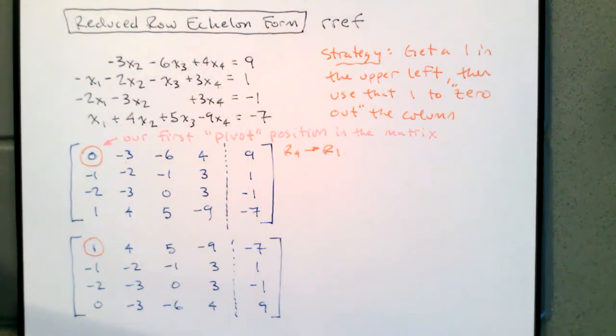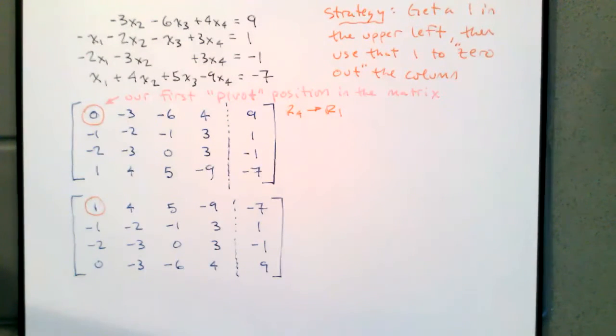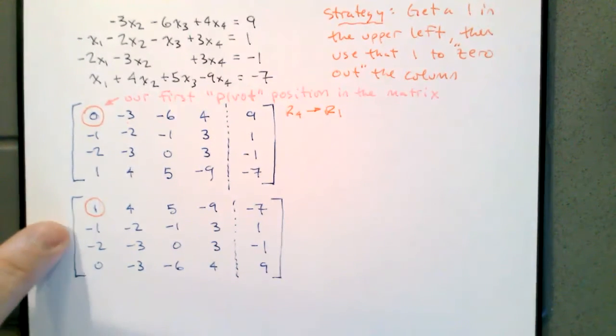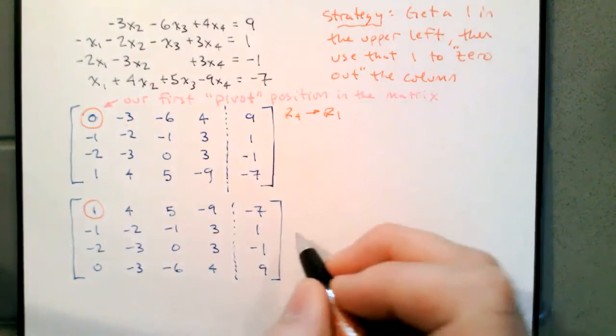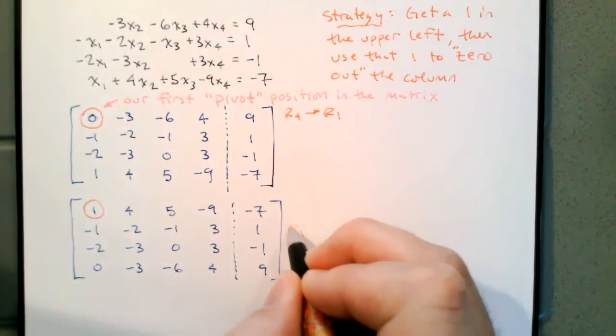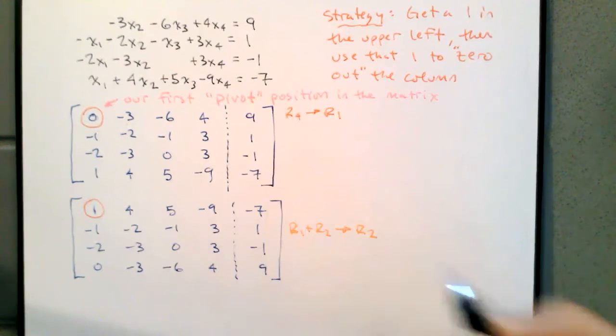Now, what we're going to do is use that 1 to zero out the rest of the column. So I have a 1 in the first row, first column. I want to use this 1 to get a 0 in the second row, first column. To do that, I will take row 1 and just add it to row 2, and that'll be my new row 2. Row 1 plus row 2 is going to be my new row 2.